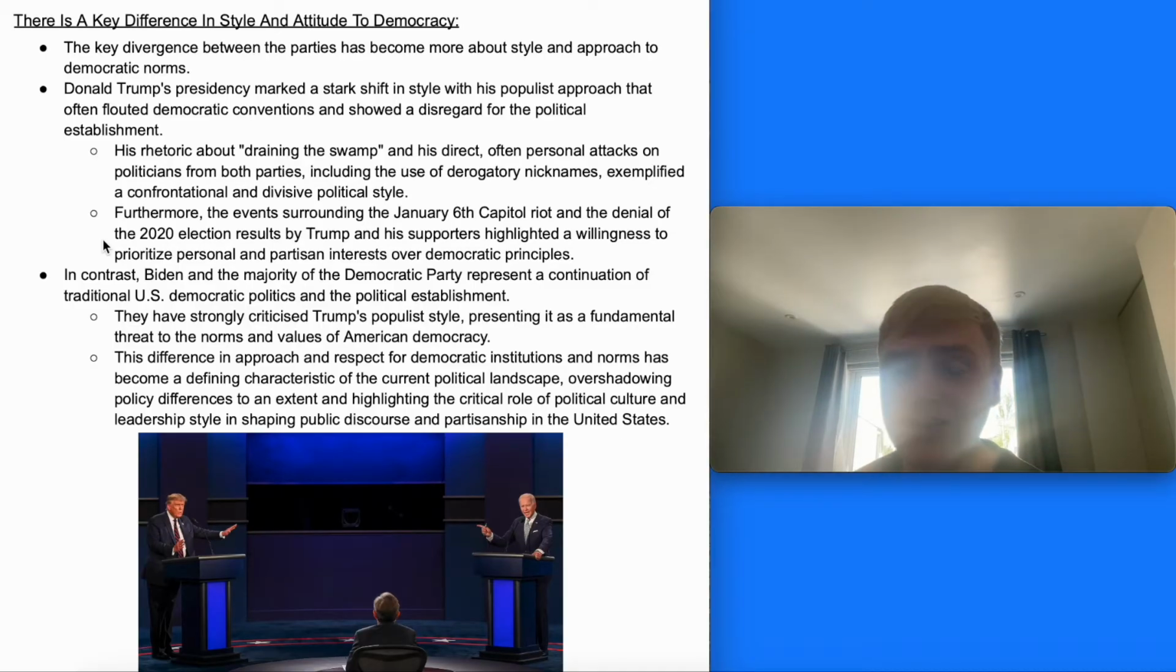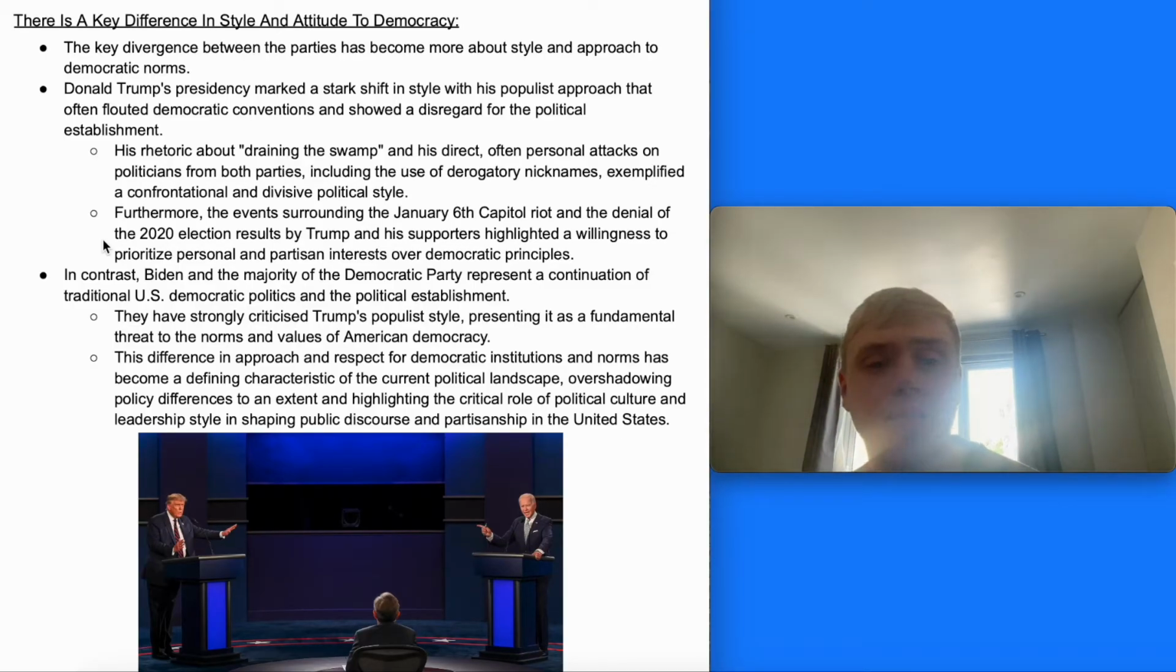Furthermore, the events surrounding January 6th, the insurrection, and the denial of the 2020 election results by Trump and his supporters highlighted a willingness to prioritize personal and partisan interests over democratic principles and a real lack of respect for democracy in the US. In contrast, Biden and the majority of the Democratic Party represent a continuation of traditional US democratic politics and the style of the political establishment.